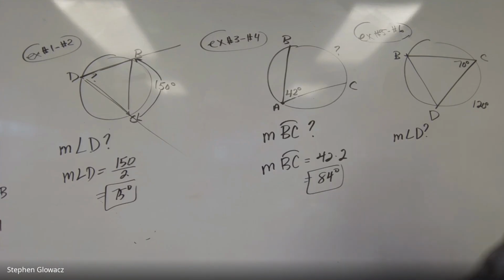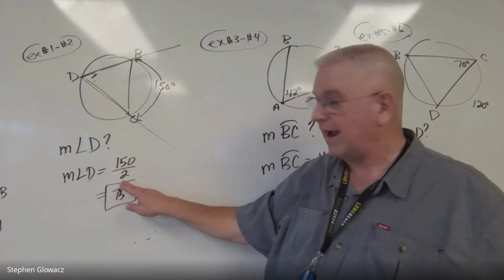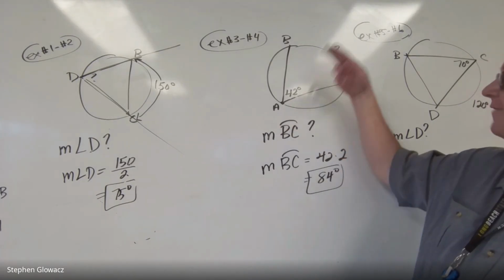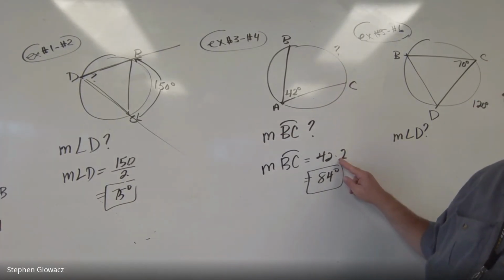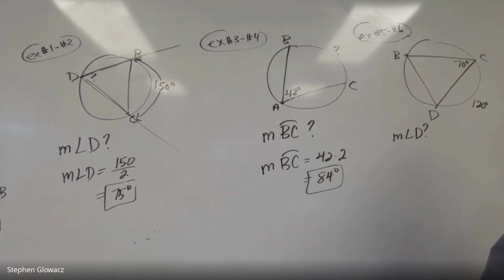So again, if you know the arc and you want to find the inscribed angle, divide by 2. But if you know the angle and want to find the arc, then you multiply by 2. Just pause and rewind that, and that'll make sense.